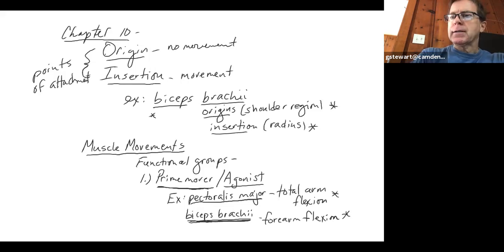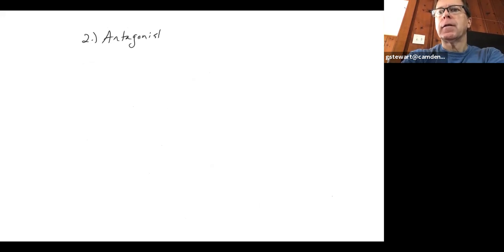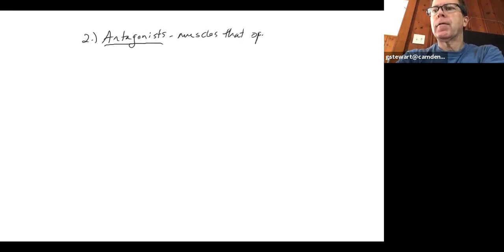Now I'm going to go on to the second group. So I'm just going to put a number 2. And those are antagonists. And as you might guess, antagonist muscles just oppose the agonist movement. So they are muscles that oppose agonists or prime mover movement.